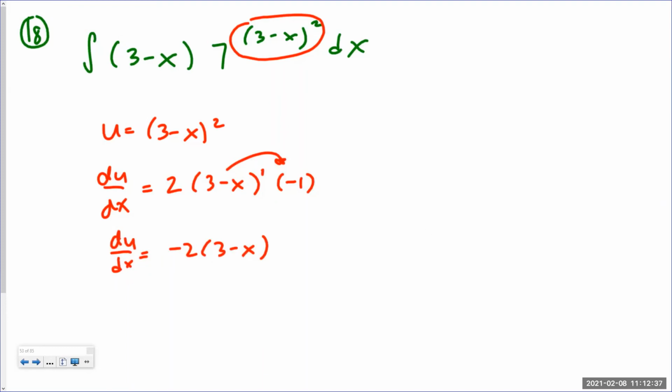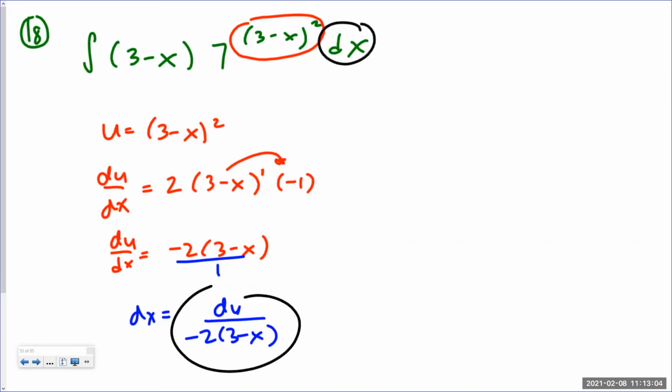Solve for dx here. Force this over 1. Okay, solve for dx. So dx is going to be equal to du over negative 2 times the quantity 3 minus x. I know you want to distribute, but resist that urge because this 3 minus x is going to cancel out up here if I leave it. All right, so then what I do is I'm going to replace two things. I'm going to replace my u, which I've circled, and I'm also going to replace my dx, which is right here. So this is my dx right here. If I didn't circle it, I'm going to leave it alone.